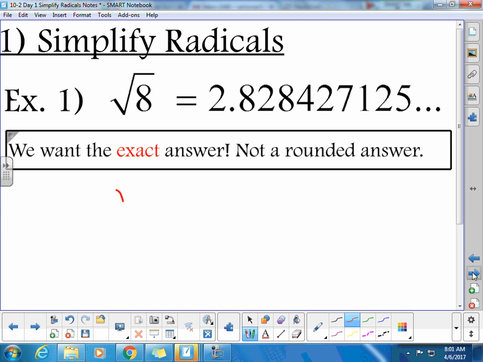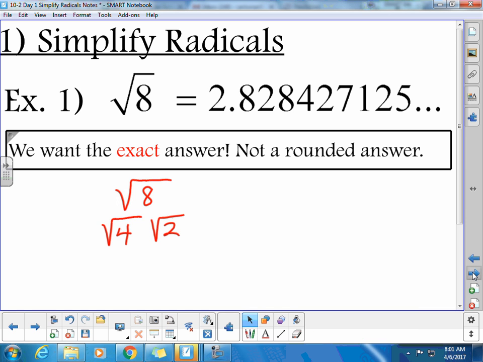So let's look at square root of 8. I'm going to do it 2 different ways. I will rewrite square root of 8 as the square root of 4 times the square root of 2. And oftentimes I just do it under one radical, like this, square root of 4 times 2. I happen to know the square root of 4 is the number 2. So I could go right now, I'm going to take a 2 out because I know the square root of 4 is 2. And then I would have 2 square root 2.